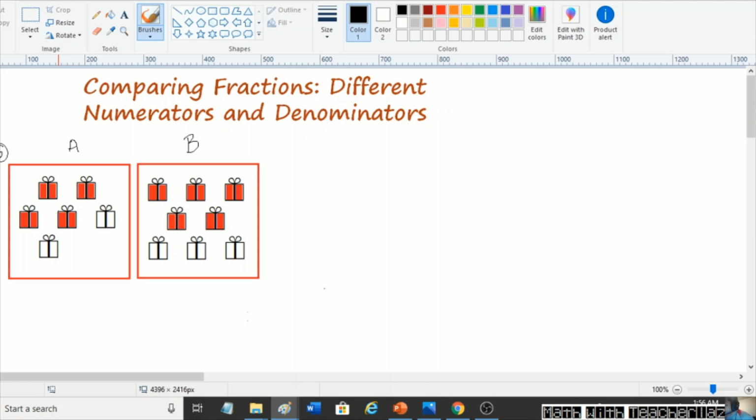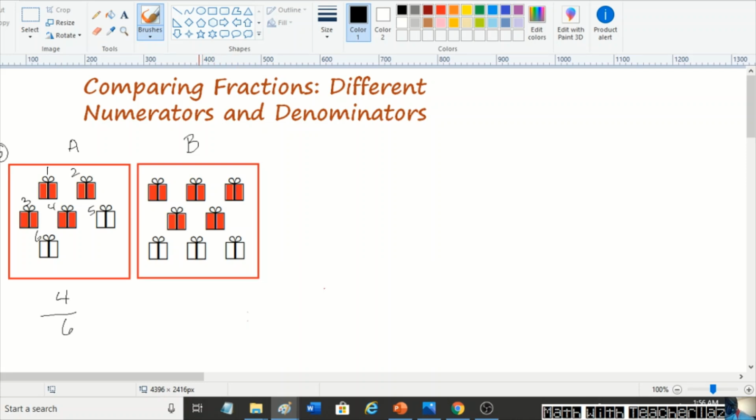The red presents have $1,000. The white presents don't have anything, okay? Room A has 6 presents: 1, 2, 3, 4, 5, 6. 4 out of the 6 presents are red. That means you have 4 out of 6 chances of winning $1,000.